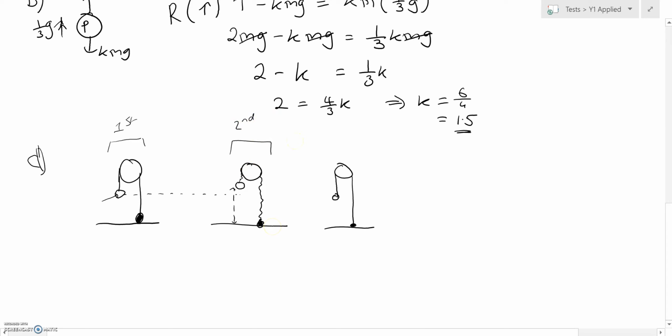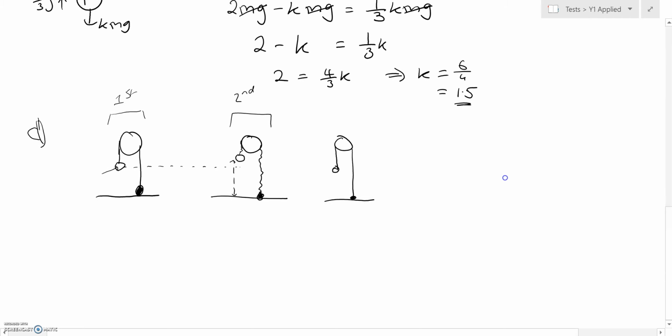Q's already hit the floor. It can't do anything else now. It's been brought to rest. And P does a little jerk. It does a little jump in the air, because it just carries on going for that little bit, that split second longer. Okay, so we have to look at this as a multi-phase problem.